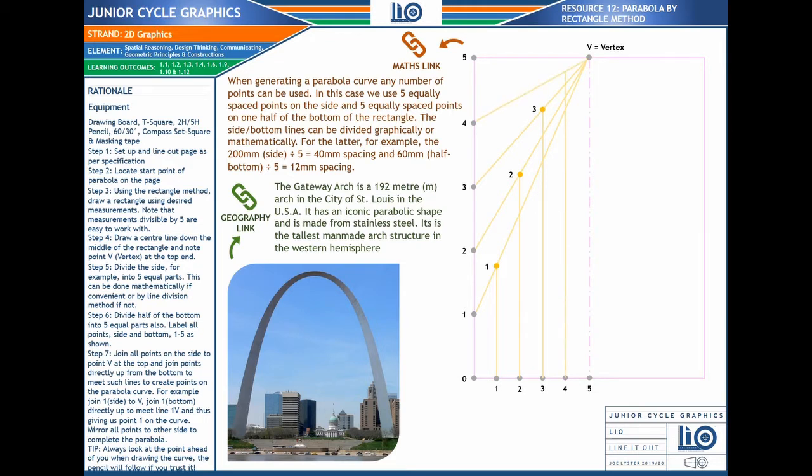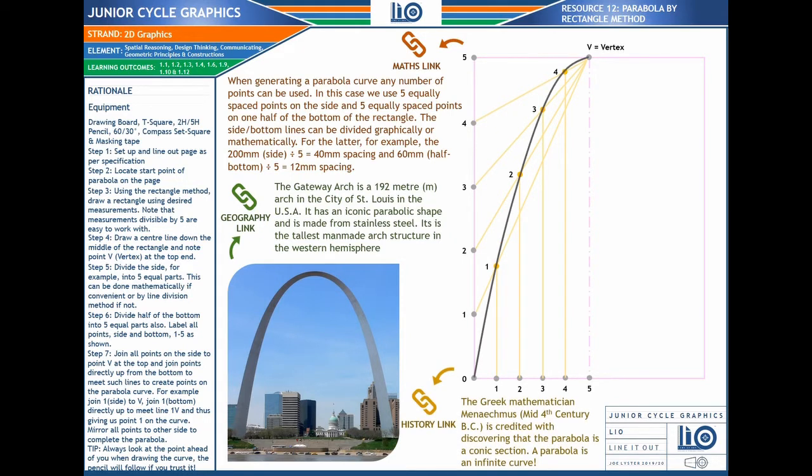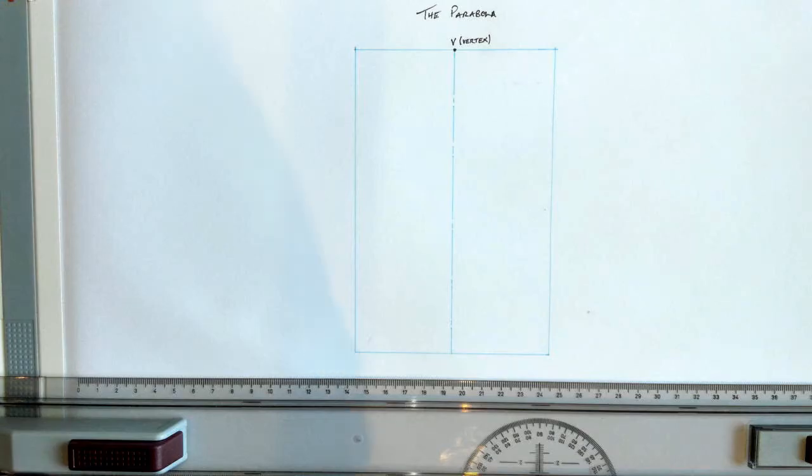Now, as we can see there, the electronic version of our parabola is forming, and you can see there that the Greek mathematician Menaechmus in the mid-4th century BC is credited with discovering the parabola as a conic section. And a conic section is when you cut a cone at a particular angle of 45 degrees.